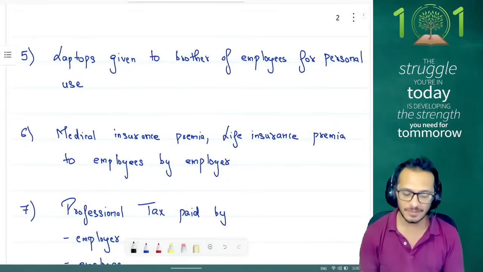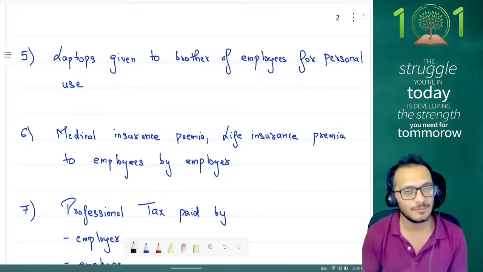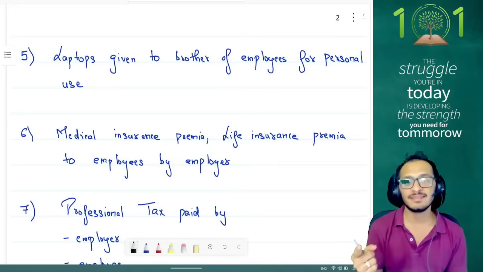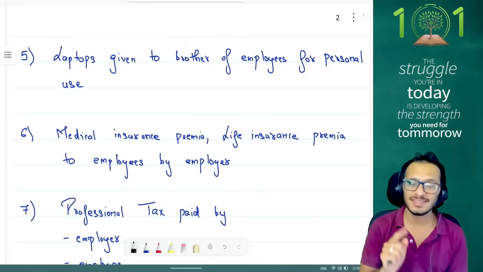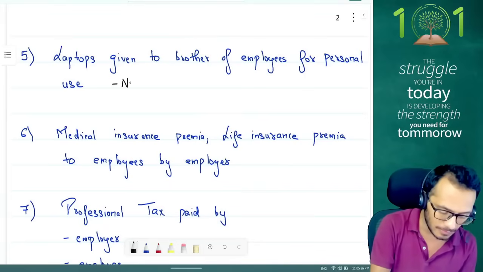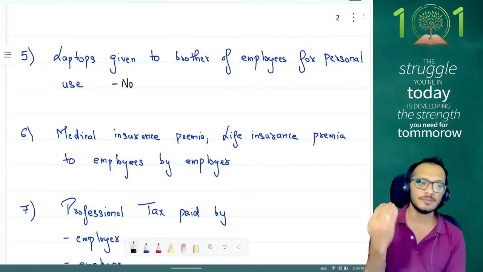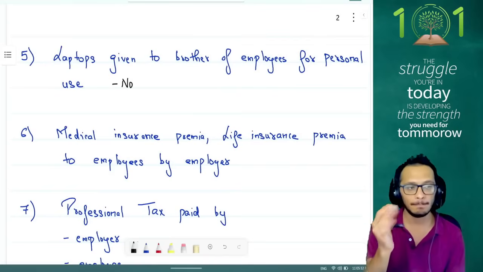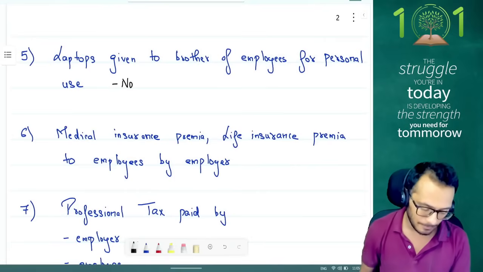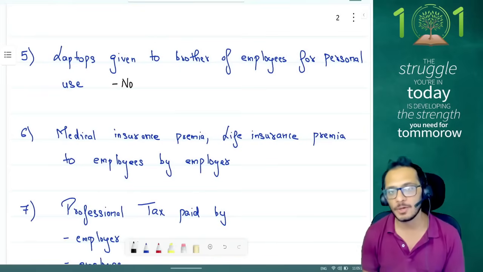5. Laptops given to brother of employees for personal use. People, salaries chapter, you would have got a question in exam which says an employee's brother has received a laptop from the company for personal usage. Is it going to be taxable? Answer is no. Yes, income tax says laptops given to employees are fully exempted whether it is for business or personal use. It does not matter. Fully exempted.